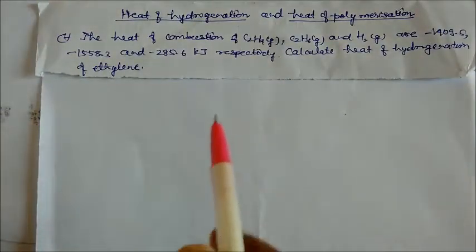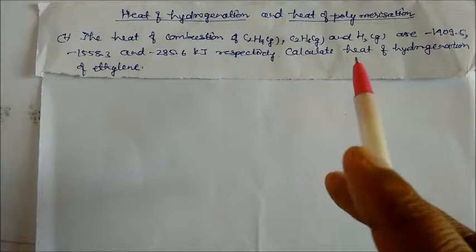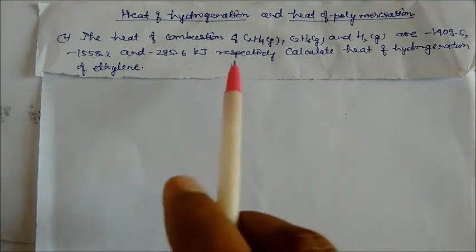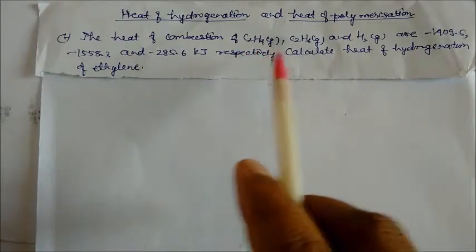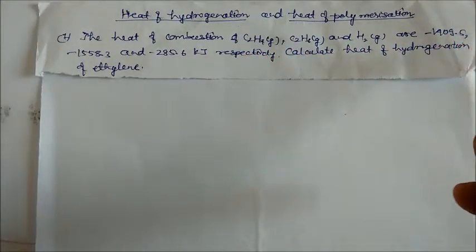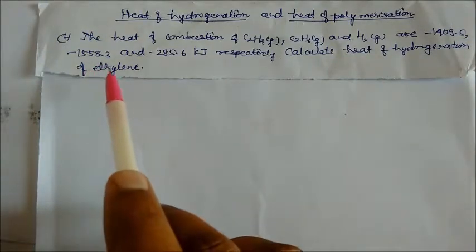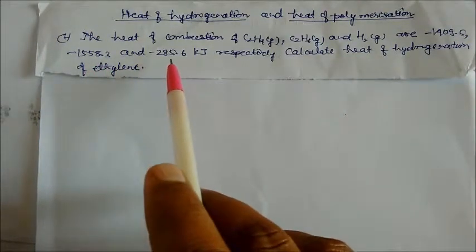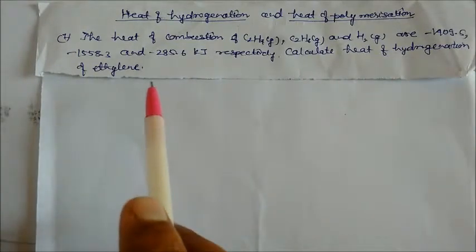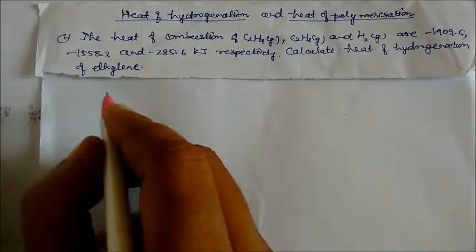So let us see, we will solve this problem, that is heat of hydrogenation and heat of polymerization. So some problems I have taken. The heats of combustion of ethene, ethane and hydrogen are minus 1409.5, minus 1558.3 and minus 285.6 kilojoule respectively. So calculate the heat of hydrogenation of ethylene. Let us see how to solve this problem.